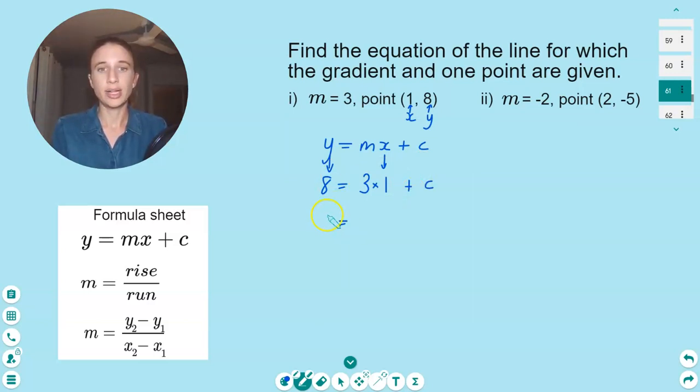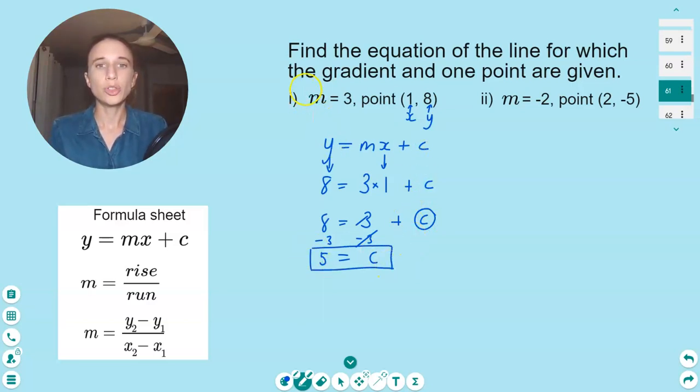Let's simplify a little bit first. 8 equals 3 plus c. Then we are going to take away 3 from both sides, 8 take 3, to leave c on its own. So 8 take 3 is 5. 3 take 3 is 0, which in other words cancels. And we're left with c on this side. I'm going to put a box around it because I need it.